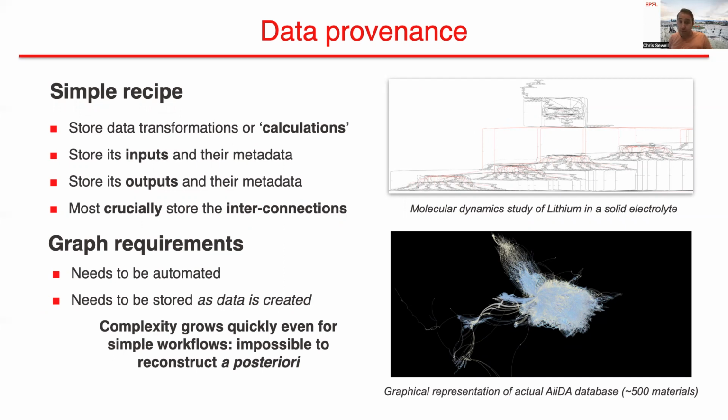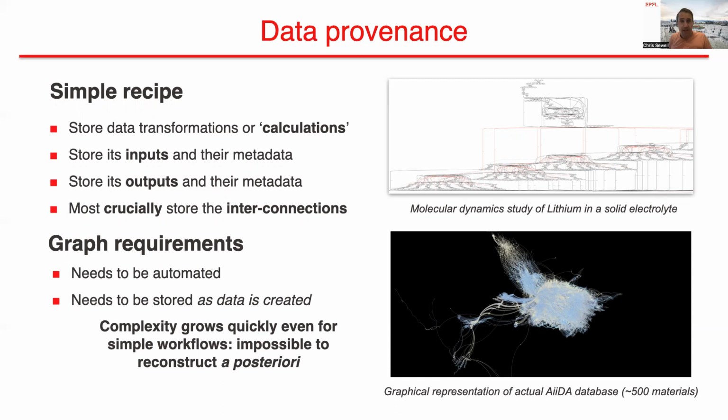When you run, say, a molecular dynamics simulation, you may have to do lots of runs, some pre-processing to prepare the structure, maybe a mix of DFT with some classical method, and so on. And so the graph, which represents the inputs and outputs of every calculation, becomes quickly very complex.